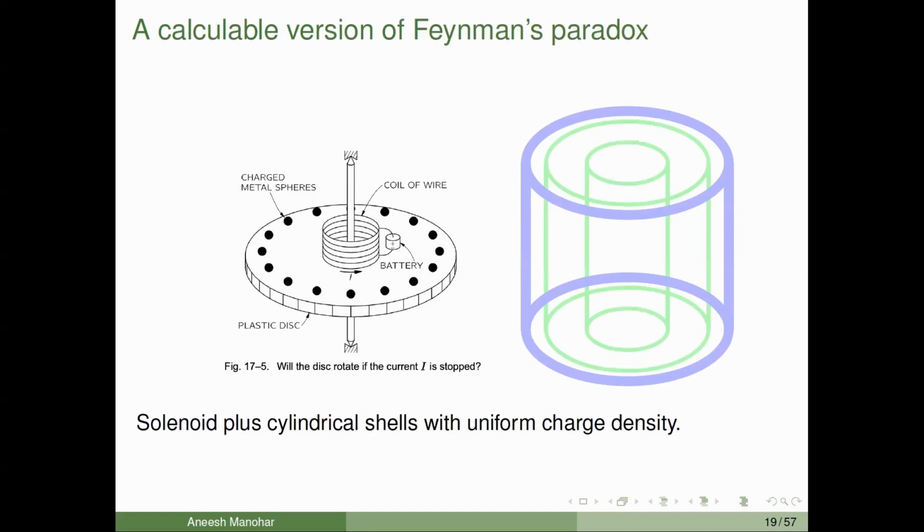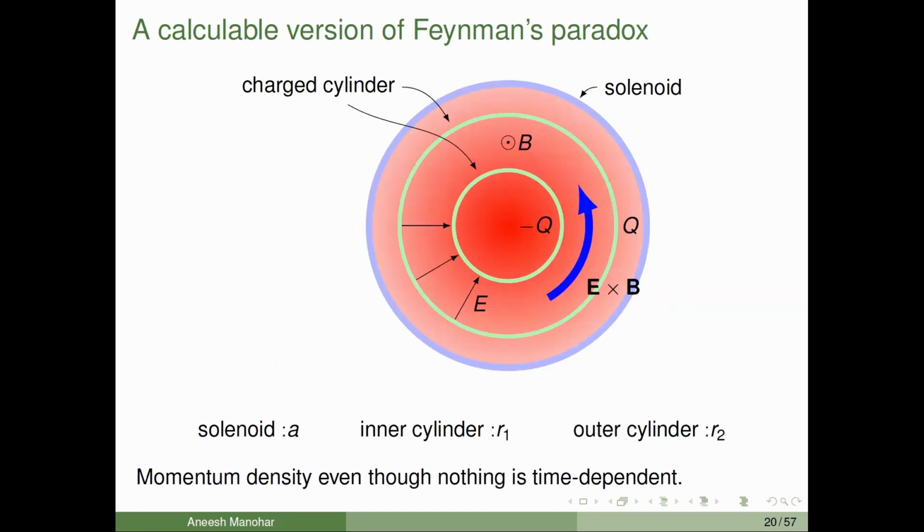So now let's work out a calculable version of Feynman's paradox. Here's my solenoid, it's a cylinder. And instead of having this charge distribution, which I can't calculate with, I'll have two cylinders of charge, one with a charge Q and one with charge minus Q. And you can see that there's a radial electric field for the two cylinders.